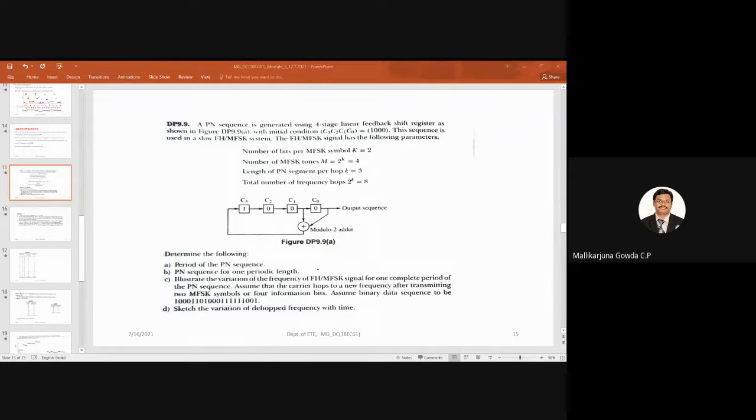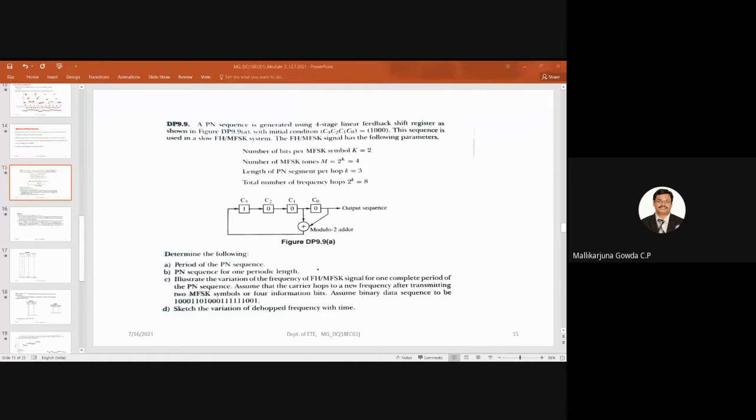Then next it asks to illustrate the variation of the frequency of the FH MFSK signal for one complete period of the PN sequence. Assume that the carrier hops to a new frequency after transmitting two MFSK symbols, or four information bits. Assume the binary data sequence to be 1, 3 zeros, 11, 01, 000, then 4 ones, 001. So this is your information sequence.